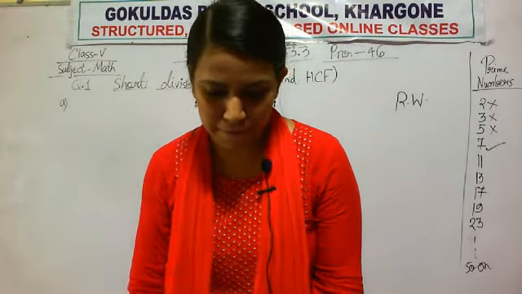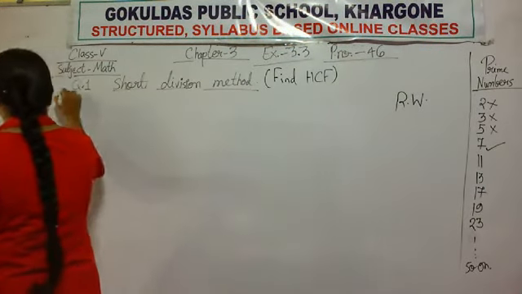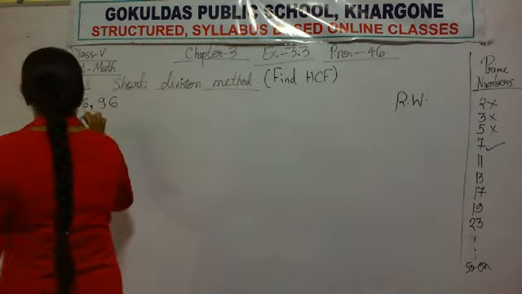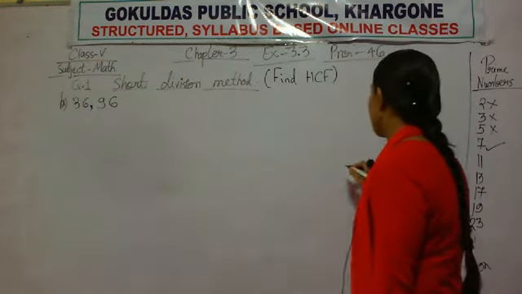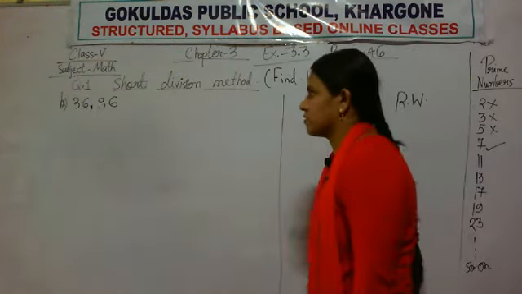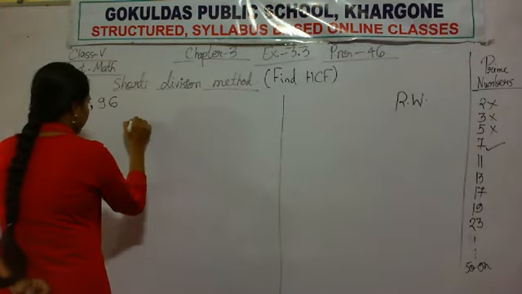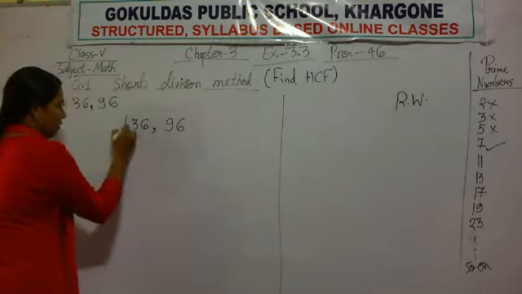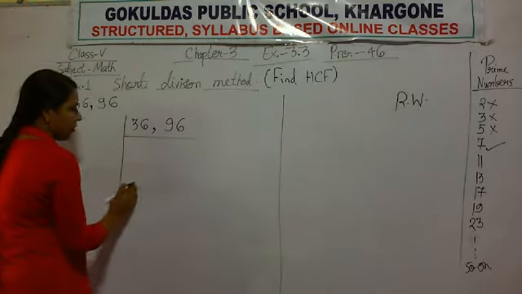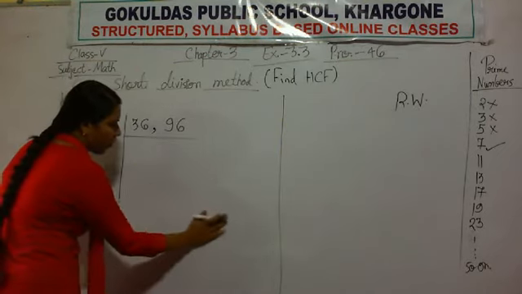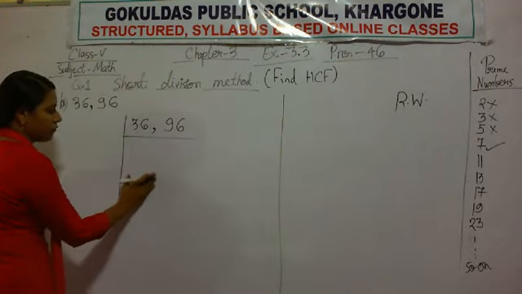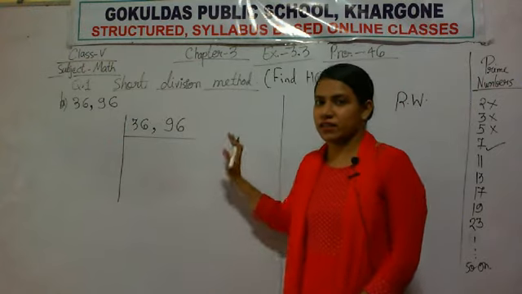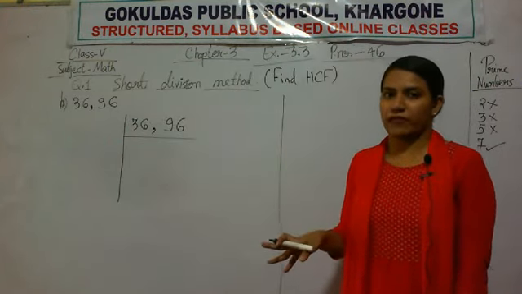Question number B, 36 and 96. The given numbers are 36 and 96. We are finding the HCF of 36 and 96. So what we will do, we will first arrange both the numbers like this. We will divide till we get no common prime factor. We will continue this division process till we get no common prime factors.